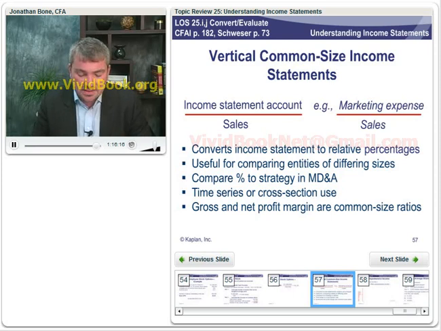Now notice, two of our profit margins will be on the face of a common size statement, and that's the gross profit margin and the net profit margin. Gross profit, remember, is sales minus cost of goods sold, and the gross profit margin is gross profit divided by sales. So you will see the gross profit margin on the face of a common size income statement. Likewise with net profit margin, which is net income divided by sales, again you'll see that on the face of the common size statement.